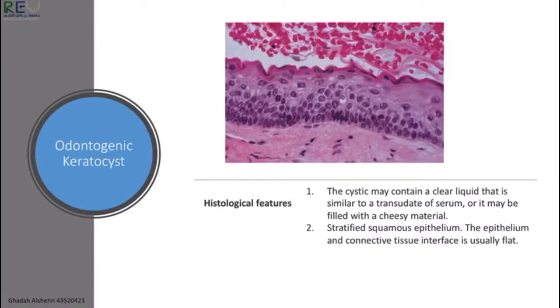Histological feature: the cyst may contain a clear liquid similar to transudate of serum, or it may be filled with cheesy material. Stratified squamous epithelium; the epithelium and connective tissue interface is usually flat.